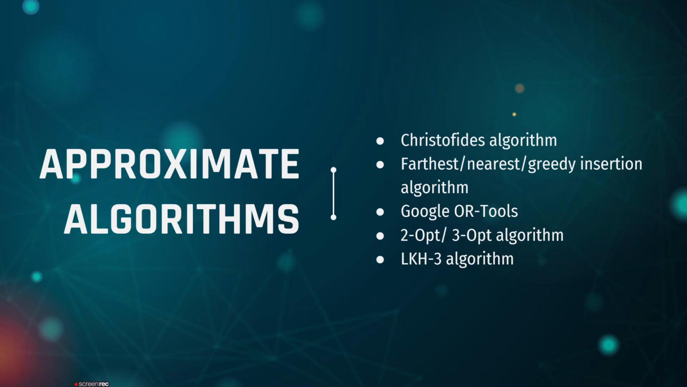Then we have Google OR Tools, which is a highly optimized program that solves TSP by applying different heuristics such as simulated annealing, greedy descent, and etc. Then we have the two-opt algorithm, where the heuristic is based on a move that replaces two edges to reduce the tour length, and similarly three edges for the three-opt algorithm and the LKH3 algorithm.